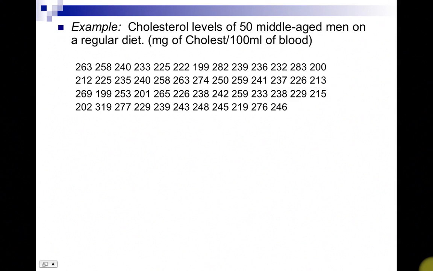Okay. We are going to create our own stem and leaf display from this raw data set right here. Cholesterol levels of 50 middle-aged men on a regular diet, and the units are milligrams of cholesterol per 100 milliliters of blood. We have, I think, about 50 data values. Yes, 50 middle-aged men, so we have 50 data values.